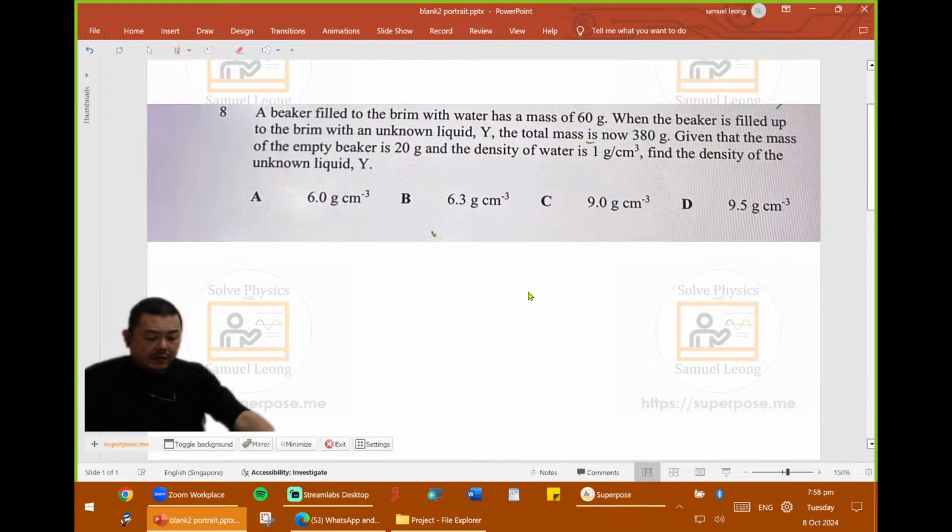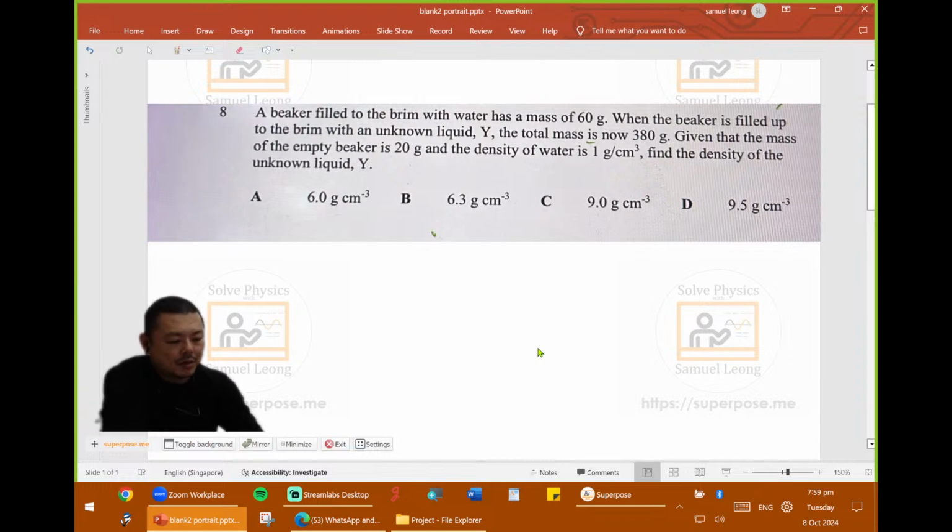It seems like for the last few questions, these questions are a little bit more technical. So, let's see this. A beaker filled to the brim with water has a mass of 60 grams. Filled to the brim with an unknown liquid, the mass is now 380 grams. Given the mass of the empty beaker is 20 grams, and the density of water is 1 g per cm cube, what's the density of the unknown liquid? This is more like a math question, not really physics. These are the kind of word problems you might get sometimes.